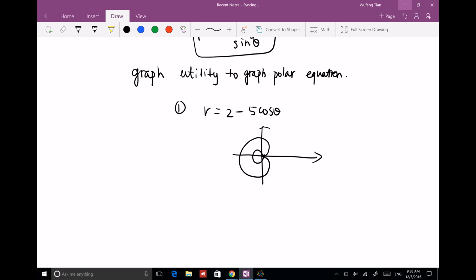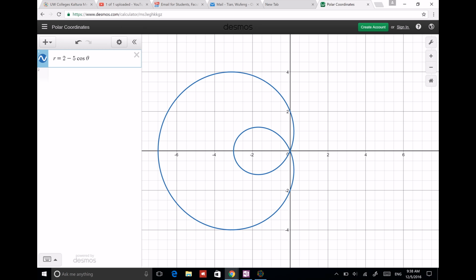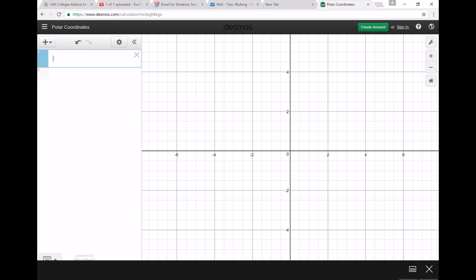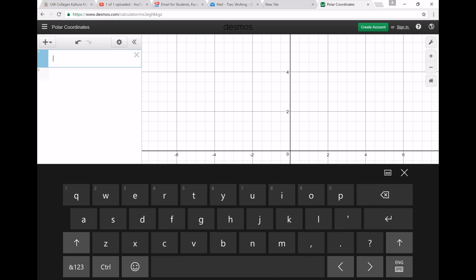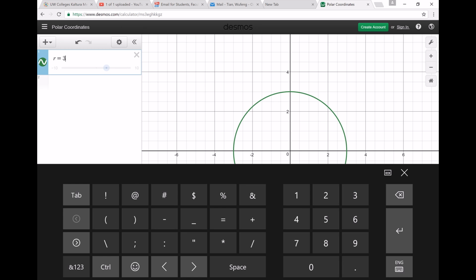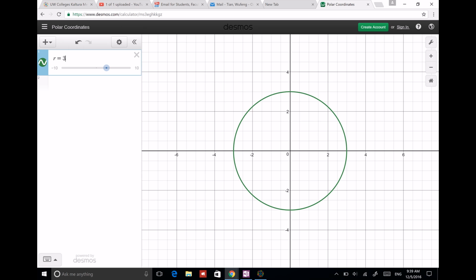Alright, so let's make another one. For the second one, we just do simple ones. So what we checked, for example, we just did one, which is r equals 3. You can see it's just a circle, right? We'll just do that one. So you can graph any polar equation here. Okay. So we also did one of the previous examples. We did several examples today.